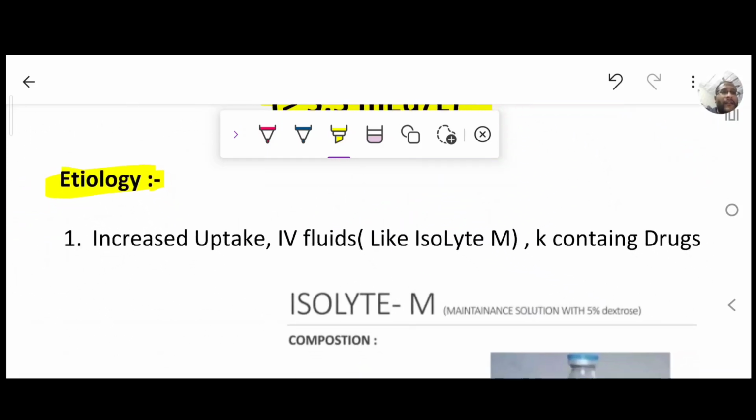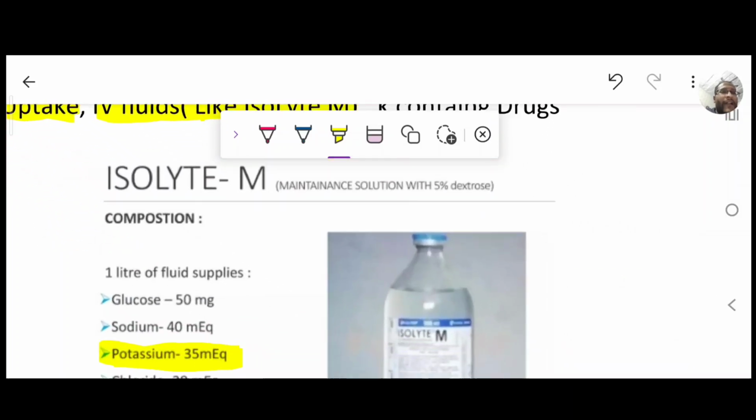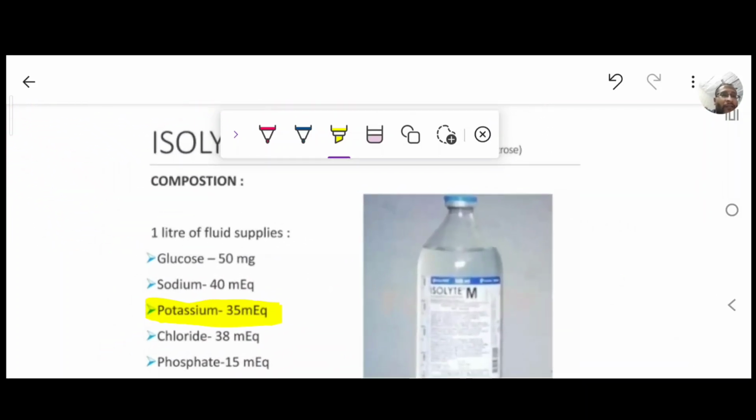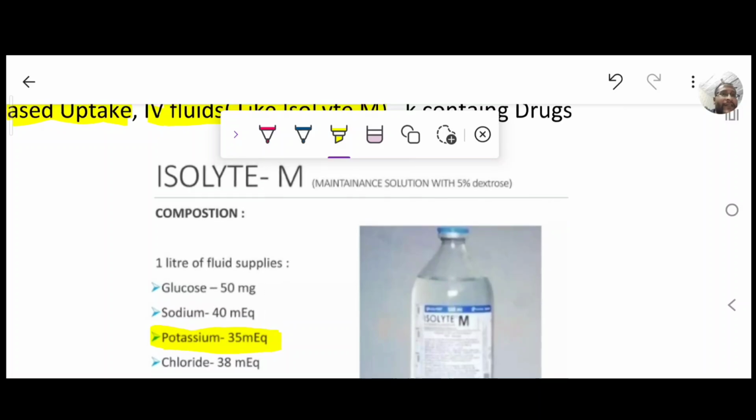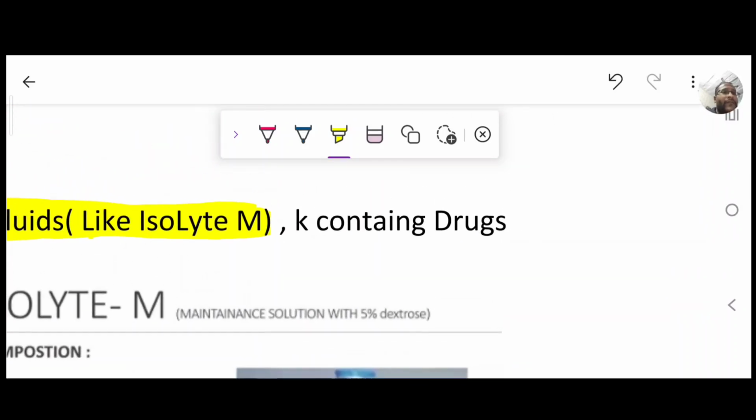First of all, when there is an increased intake of potassium in the form of IV fluids like Isolyte M. Isolyte M has a maximum level of potassium around 35 milliequivalent. As you can see here, this is the Isolyte M. And also, if the patient is taking potassium-containing drugs.